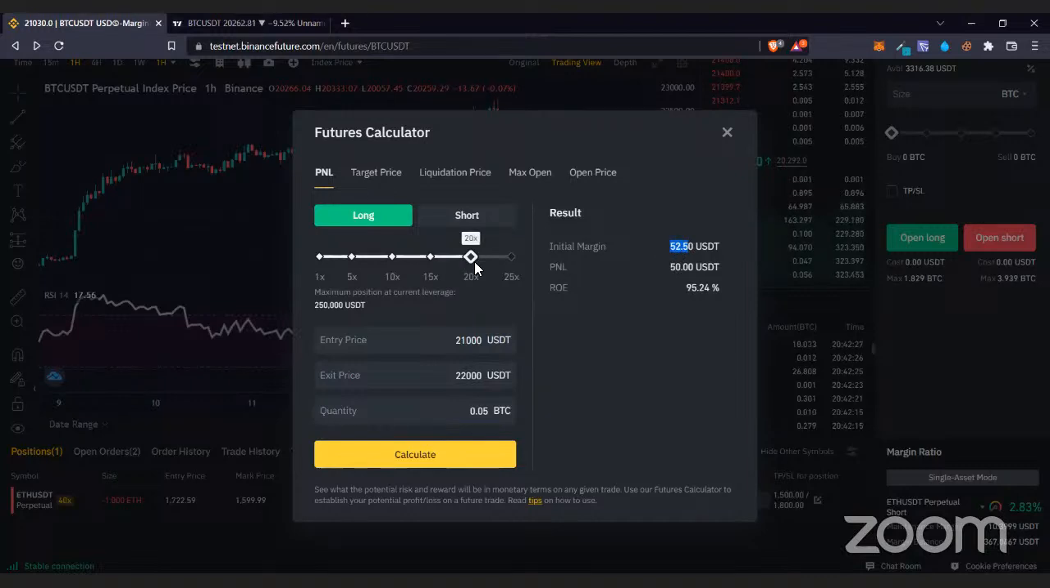I am using 20x leverage. Let me show you the difference now. On the 20x leverage, it will cost me $52.50 to open 0.05 BTC, which is this 52.50. Okay, with the 20x leverage.